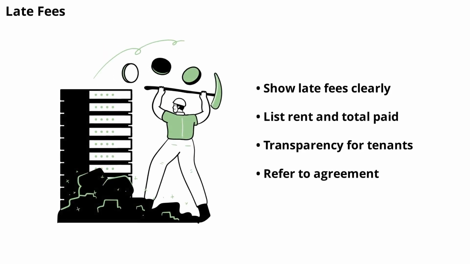If a late fee is charged, it should be clearly indicated on the rent receipt. The receipt should show the rent amount, the late fee, and the total paid. This transparency helps tenants understand any extra charges and keeps records clear for both parties. Always refer to the rental agreement to ensure late fees are applied correctly.